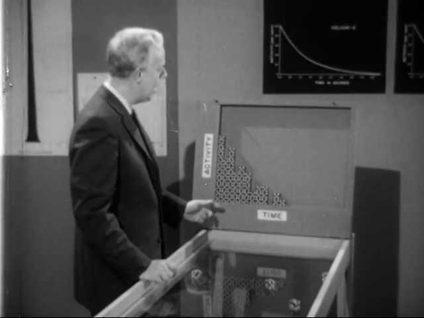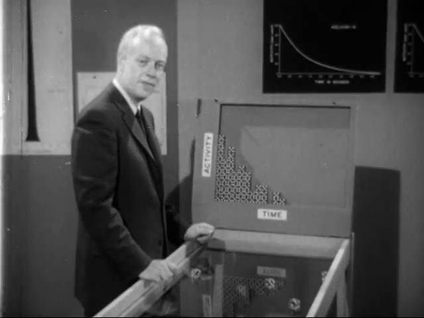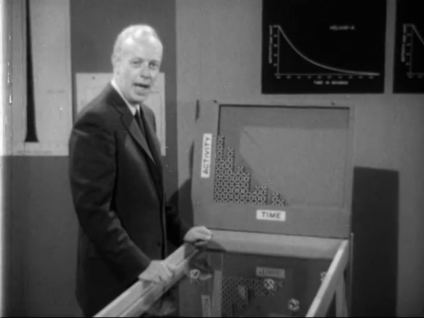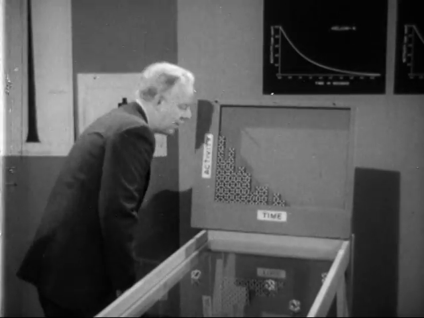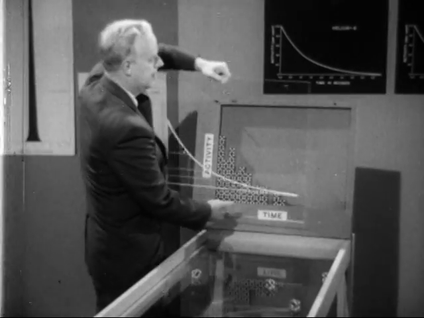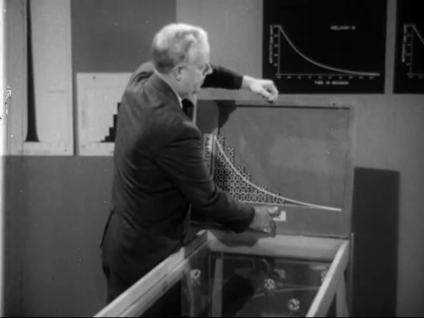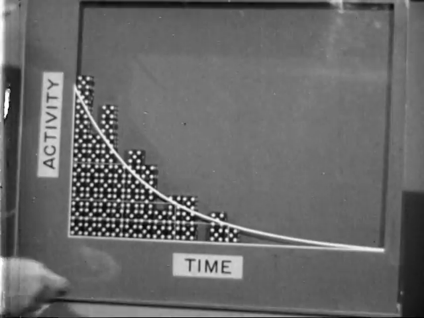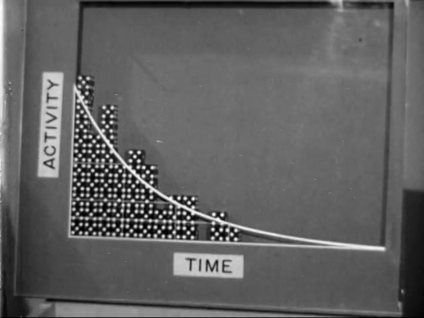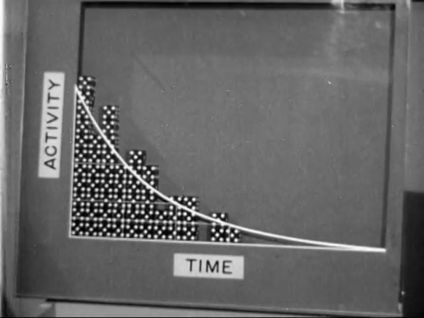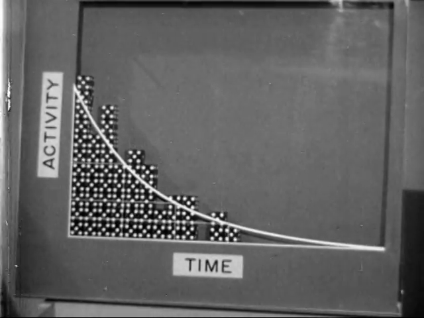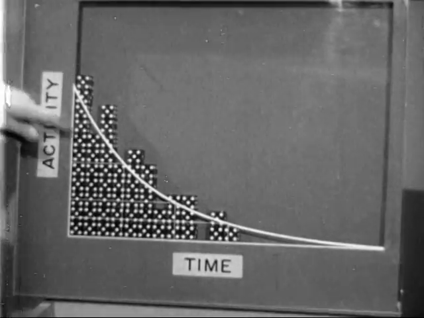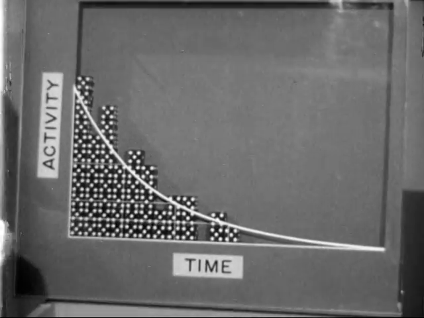This is an activity time graph for this dice game. And I want you to compare it with the activity graph for a radioactive substance. The dice graph isn't smooth. There are sizable fluctuations which are bound to occur because I had only a small number of dice. But the general trend is exactly the same for both.